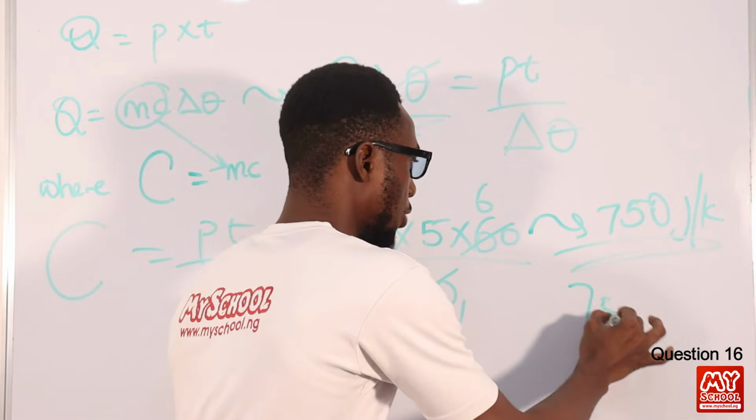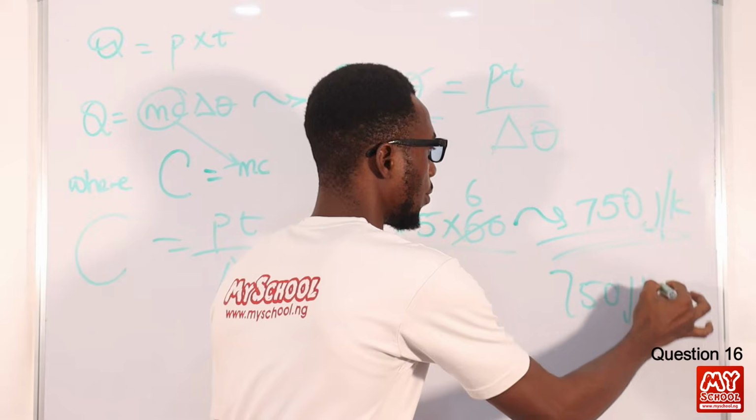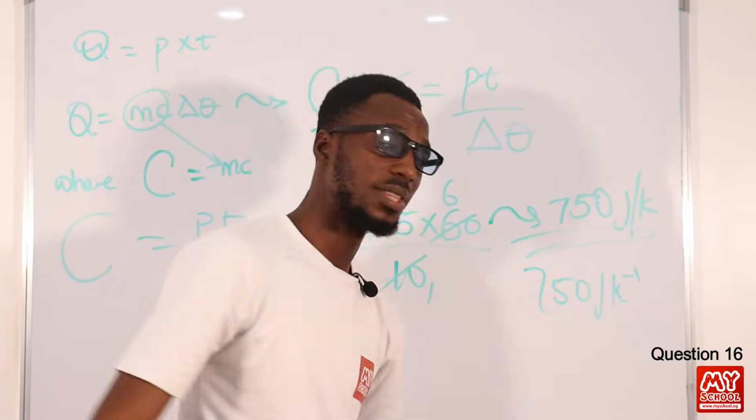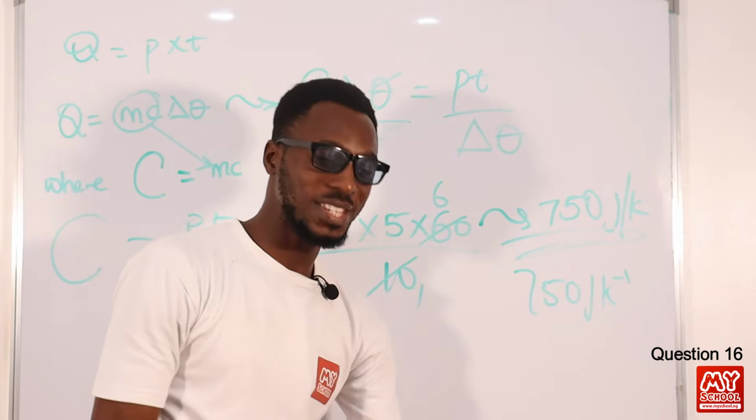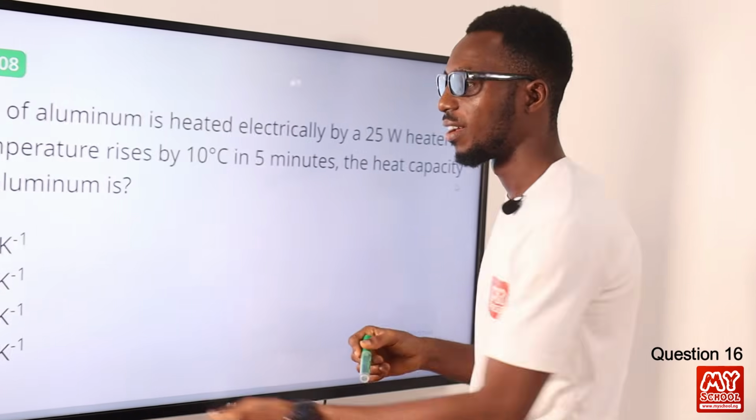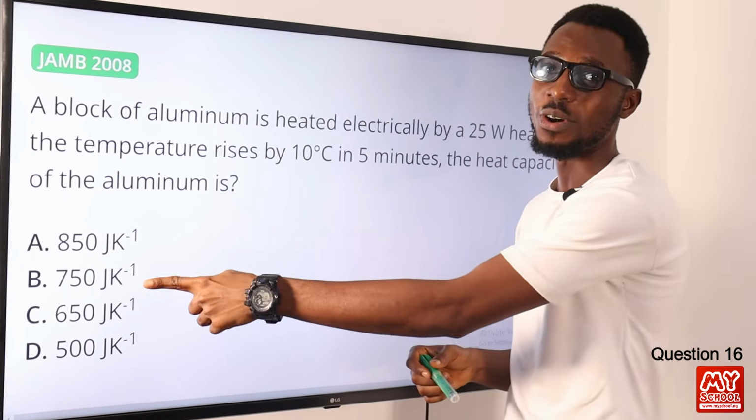Or you can see some expression like this. You see the same thing, raised to power minus 1. You see the same thing. Right, so let's go back to the screen. 750. Okay, so option B is the option.